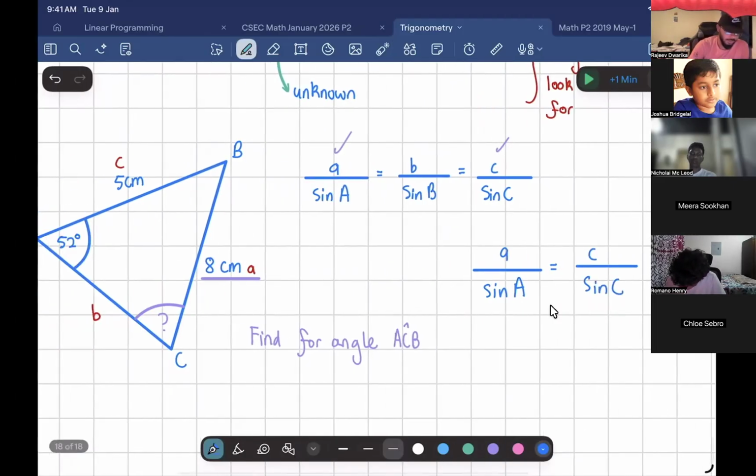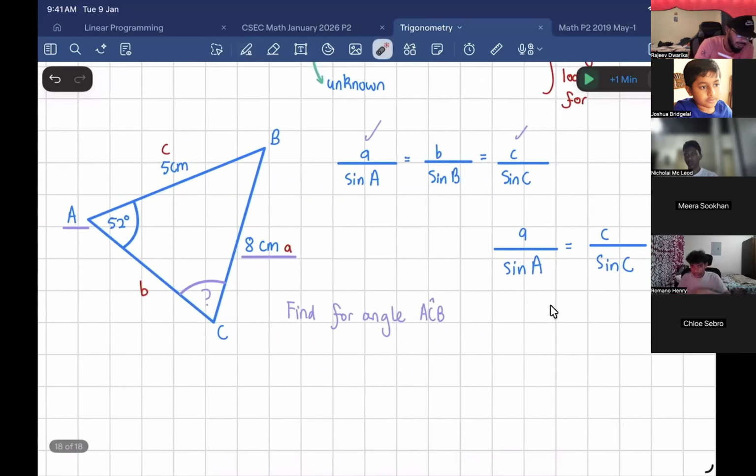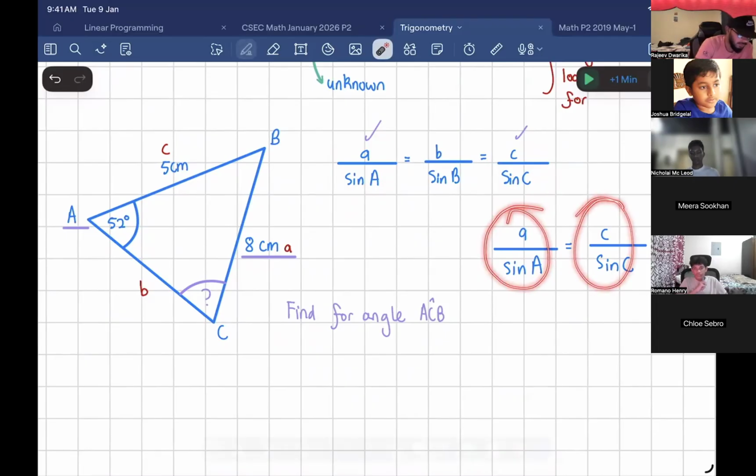Okay. Sky, did you understand how I wrote that? Do you understand how I decided to pick A and C? Well, because C has a length, but you have to find the angle of C. Right, so we have to find C, so I need to select C. And why did I select A as opposed to B? Because it has a corresponding length with an angle. Exactly. So that's why I decided on A over sine A and C over sine C.